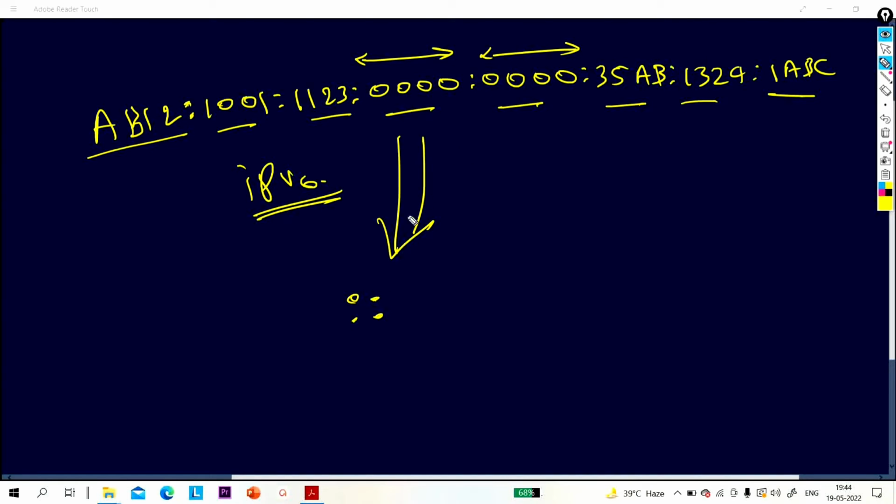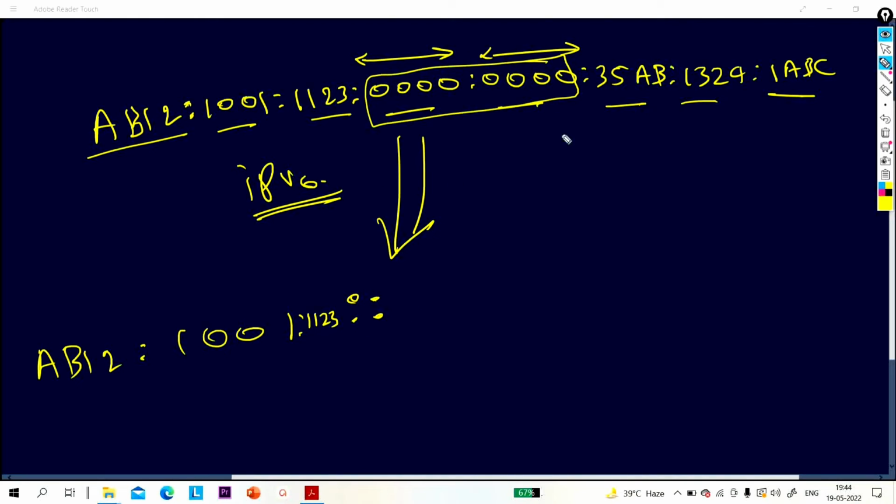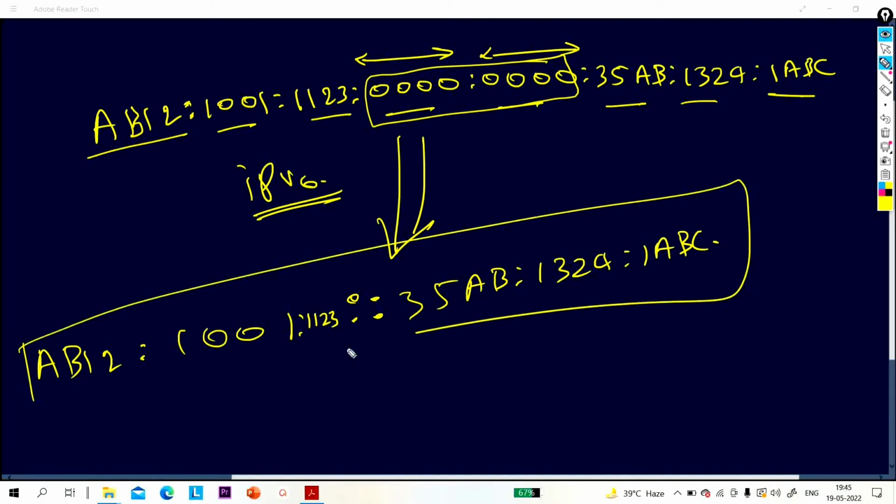What will be the short IPv6 address? The short IPv6 address will be AB12, 1001 colon 1123 dual colon. So this dual colon will escape these two fields, right? After that 35AB colon 1324 colon 1ABC. See, this one is my IP address. Guys, there is no difference between this address and this address. Both addresses are the same. Fine.